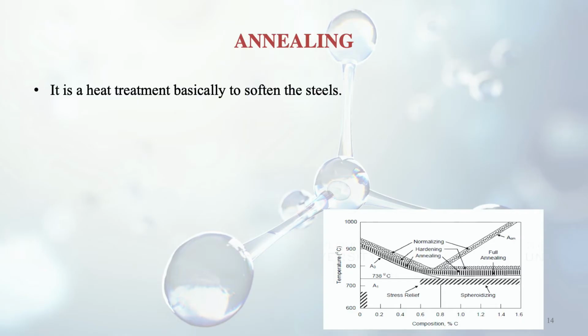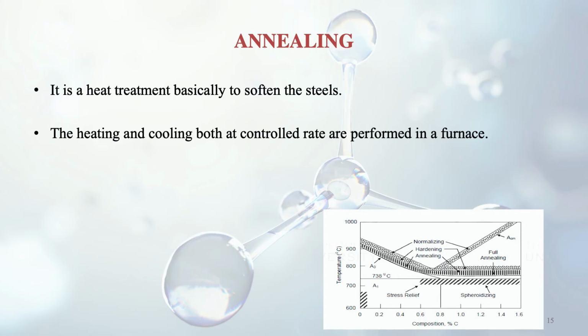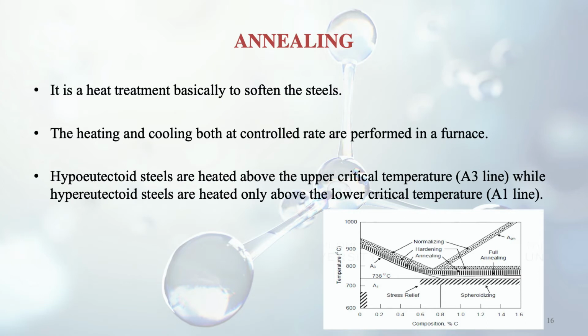Annealing heat treatment is basically done to soften the steels. If we want to soften the steel, that heat treatment process is used. The heating and cooling both are done at a controlled rate in a furnace. Hypoeutectoid steels are heated above the upper critical temperature, that is the A3 line, 910 degrees centigrade, while the hypereutectoid steels are heated only above the lower critical temperature, that is the A1 line, which corresponds to 723 degrees centigrade.